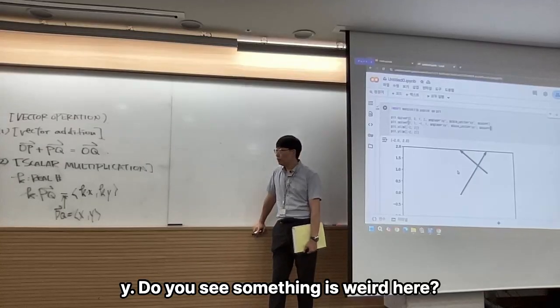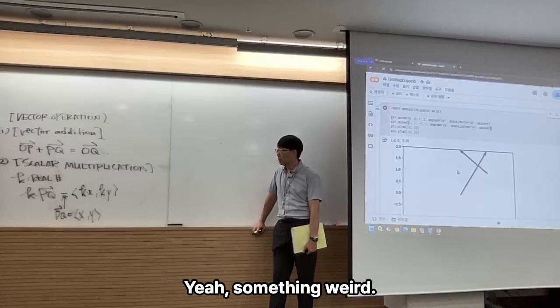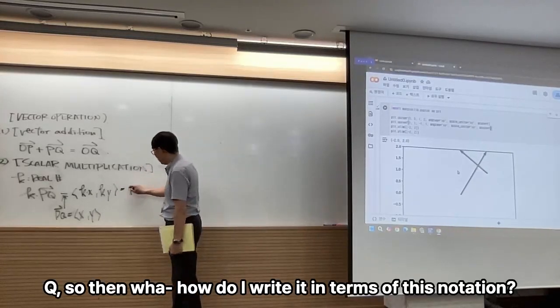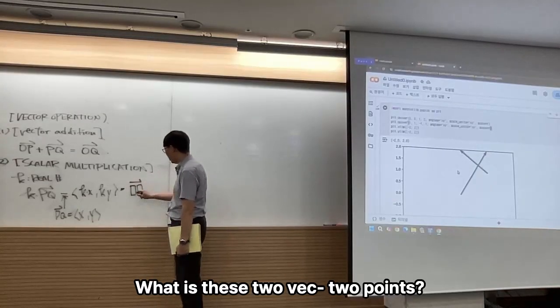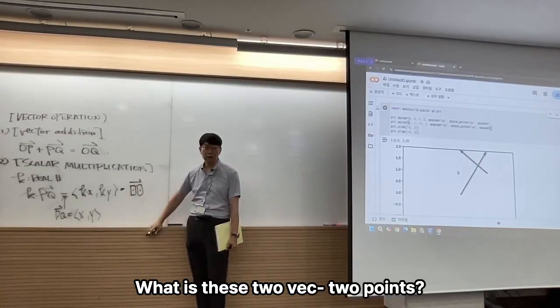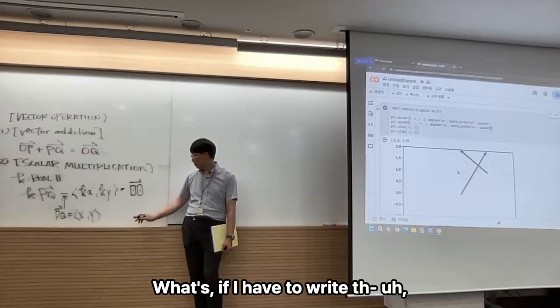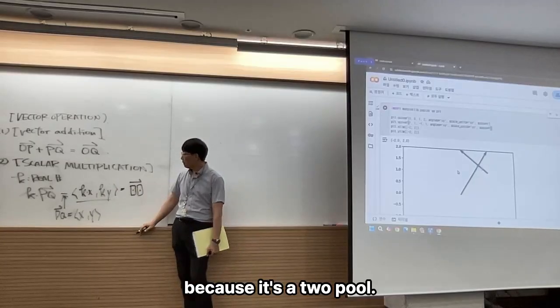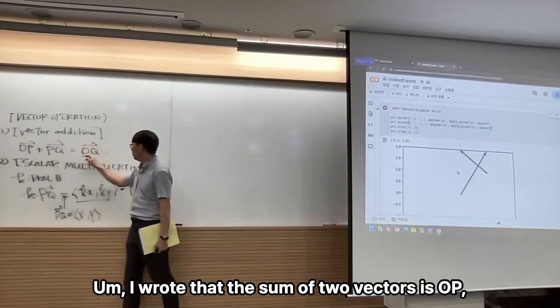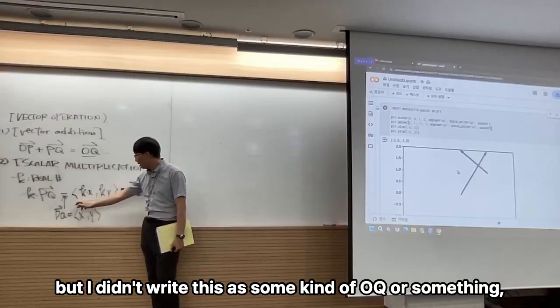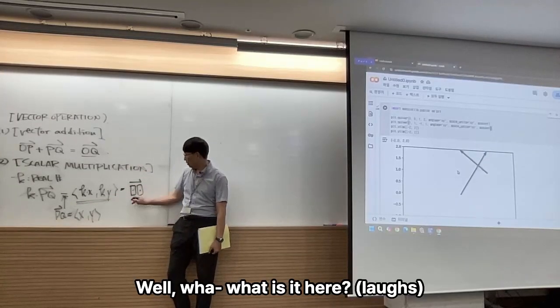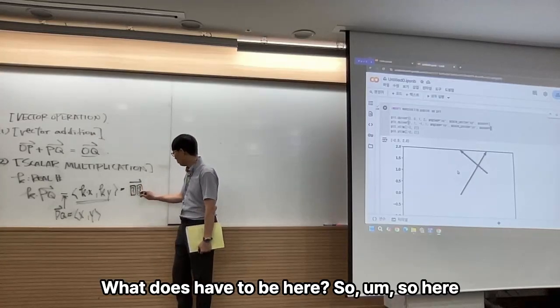Do you see something weird here? If I have k times PQ, how do I write it in terms of this notation? What are these two points? This is a new vector because it's a tuple. I wrote that the sum of two vectors is OQ here, but I didn't write this as OQ or something similar. What has to go here?